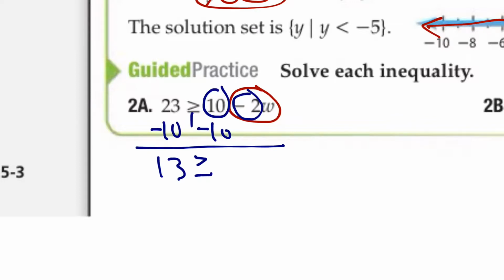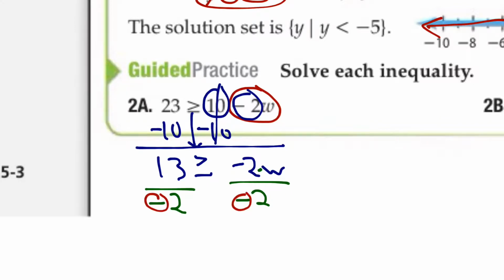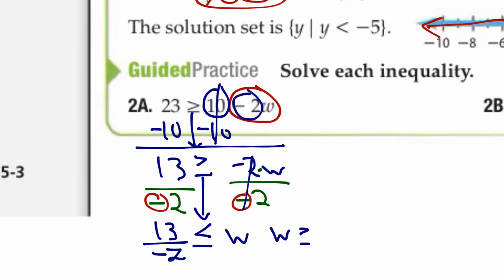Greater than or equal to, right? I haven't had to change it yet. That cancels, and I have negative 2w. Now, how do I get rid of the negative 2? Well, it's 2 times w, so I'm going to divide by negative 2. But now, since I'm dividing by a negative, I have to change the sign. So let's see what I get. I get 13 over negative 2 is less than or equal to. See how I changed it? That cancels, and I get w. And I could rewrite it as w is greater than or equal to 13 over negative 2.